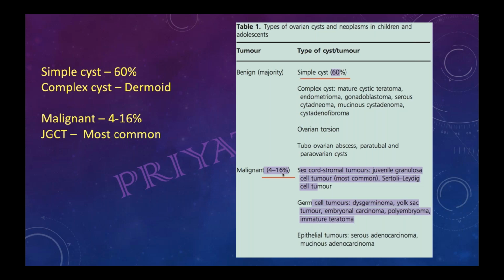What type of cyst, ovarian cyst and neoplasm can occur in child or adolescent? But at least this minimum you have to remember. So simple cyst 60%, complex cyst if it is there has to be mature cystic teratoma or dermoid. If it is malignant, malignancy occurs in 4 to 16%. Okay, 4 to 16%. And juvenile granulosa cell tumor will be the most common. So answer question will come from here.